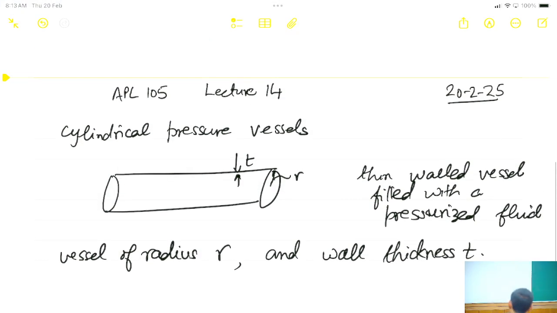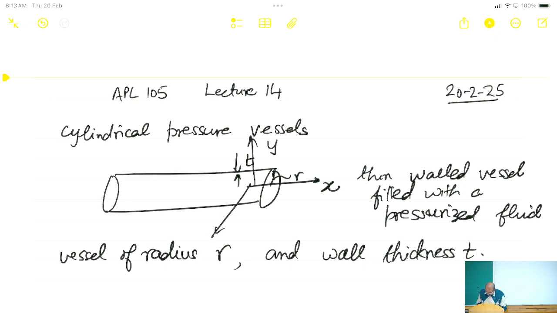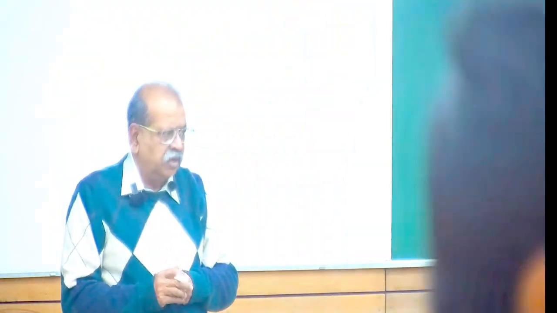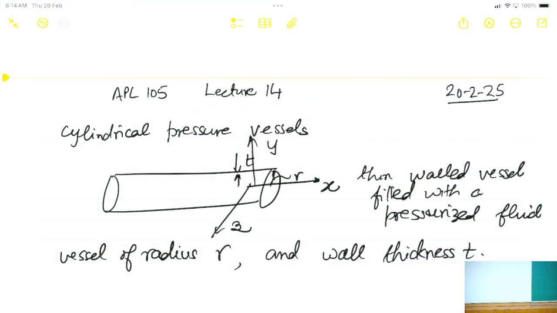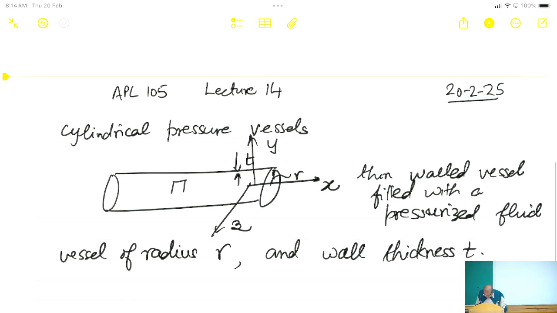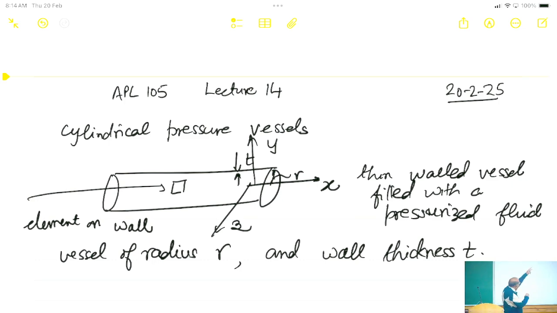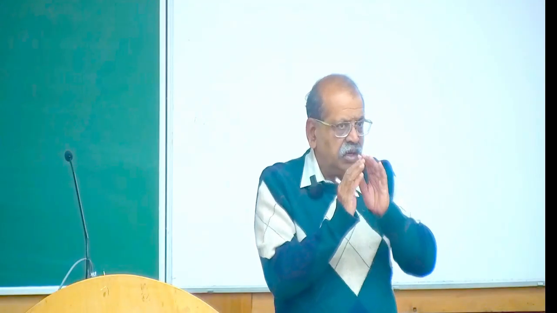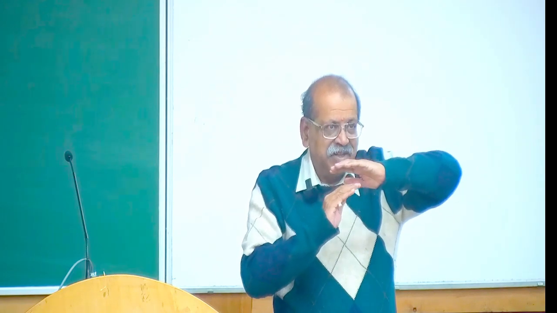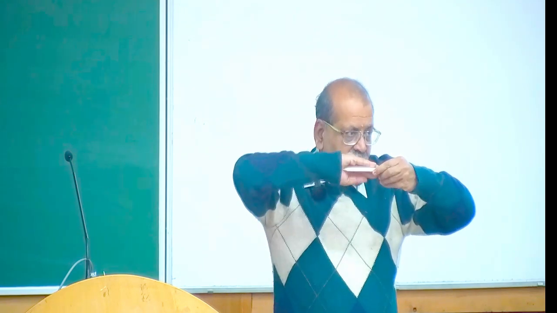Now here, if we denote the axis by X and the other two directions as Y and Z. Now, you may see books where the axis may be called Z. So it really doesn't matter. So if I look at an element, this is an element on the wall. I look at a small element on the wall. Now obviously this element will have a slight curvature. It's a curved surface.